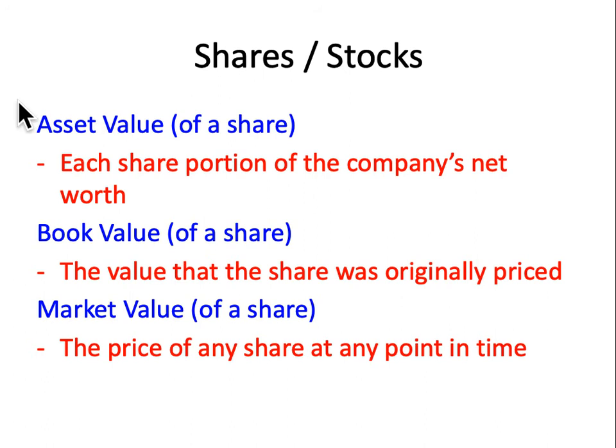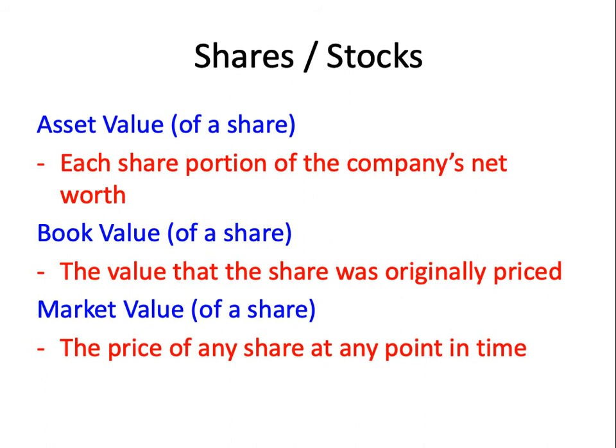The next one is asset value. Asset value is the share's portion of the company's net worth. And so what are we talking about here? We're talking about if the company Google were to sell off everything they own, all of their assets, all their technology, all their space, all of their everything, and they used all that money to pay off all of their debt. So every portion of debt, any money they owe anyone or any company or any government, they paid everything off. There's going to be a huge pile of cash sitting there at the end.